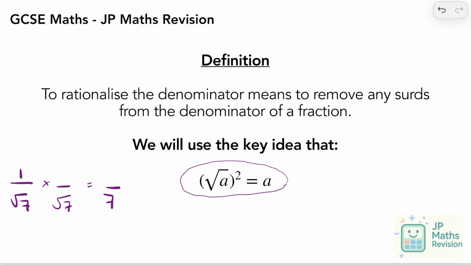But I can't just go around multiplying the denominators of fractions by surds. I have to do the same thing to the top of the fraction for the fraction to still balance. So I multiply the top by root 7 as well, and I end up with root 7 over 7, and that's perfectly acceptable. We're allowed to have surds on numerators of fractions, but not on denominators, at least if they're rationalised.